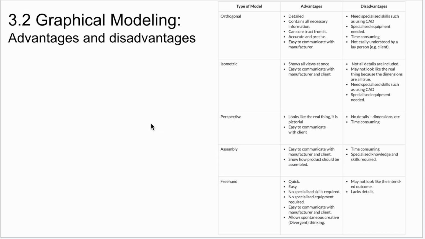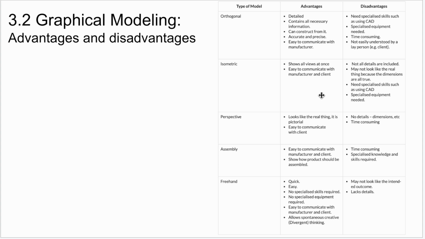There are some advantages and disadvantages to using different types of graphical models. So for instance, orthogonal drawings, they're detailed, they contain all necessary information, you can construct from it, it's accurate and precise, easy to communicate to manufacturers, but you kind of need specialized skills such as CAD. You need specialized equipment, it's time consuming and not easily understood by a layperson or a client. It can be quite confusing.